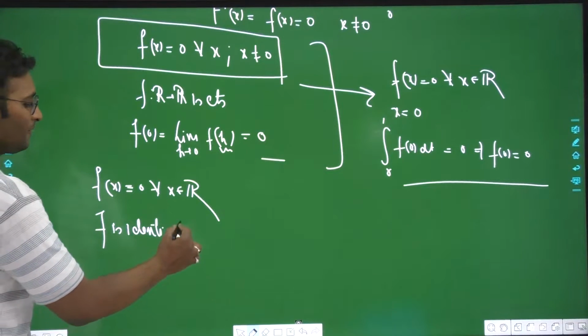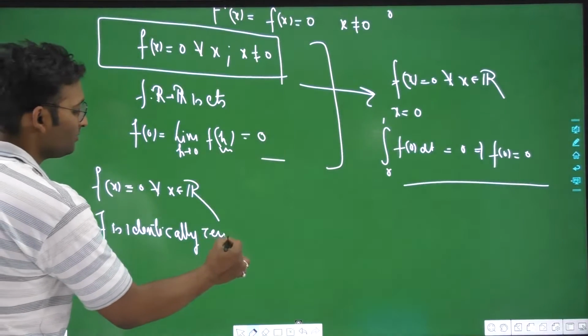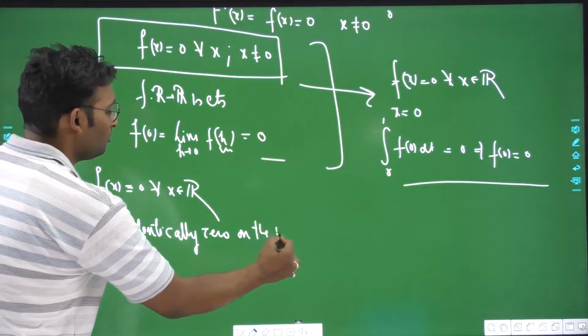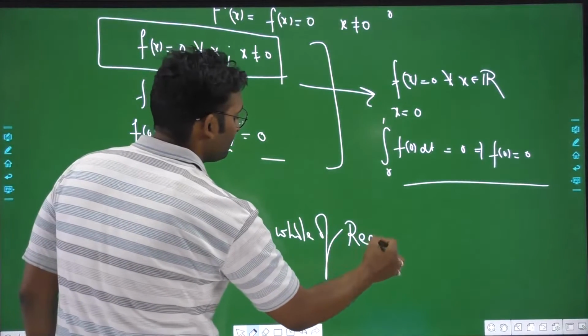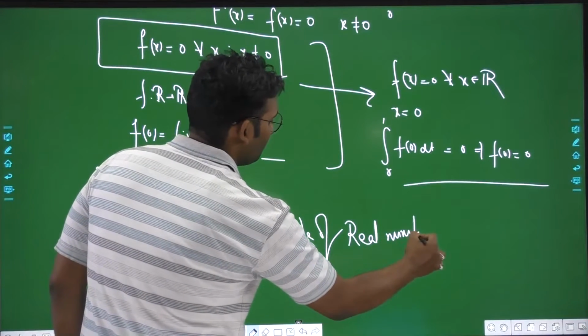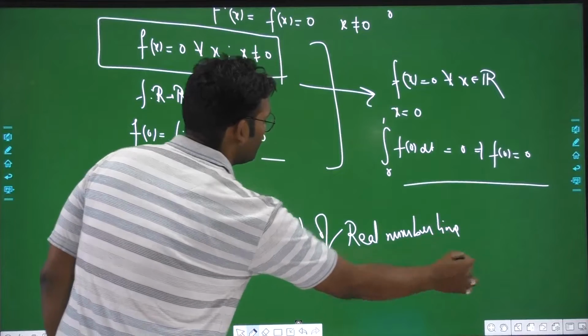f is identically 0 on the whole of the real number line. So this is how it is.